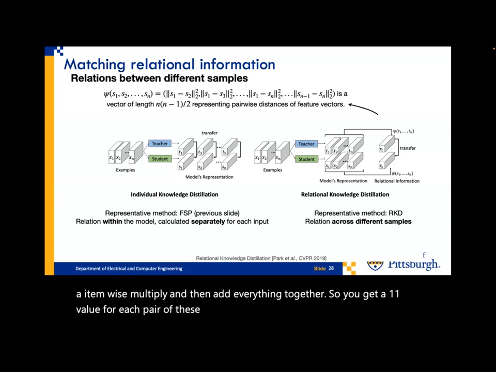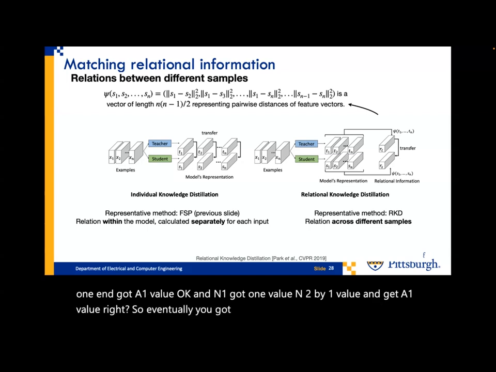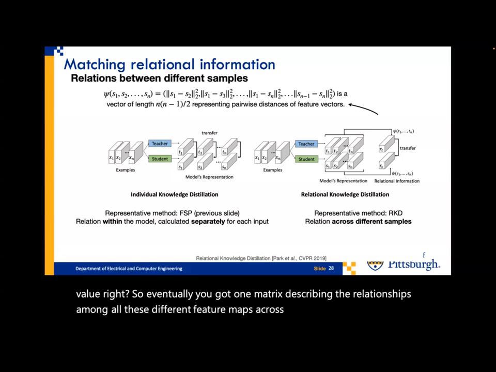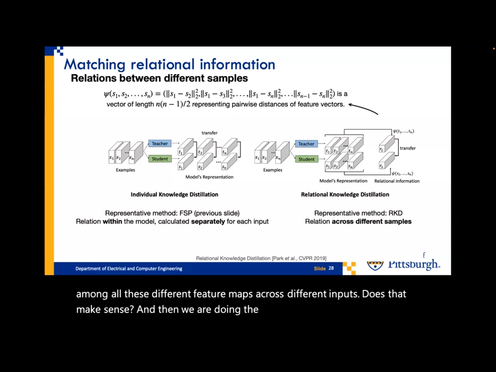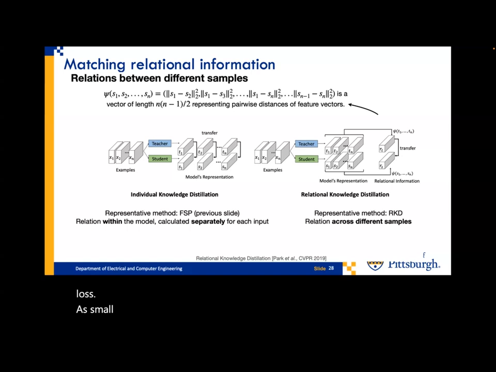Does that make sense? So 1, 2 gets one value, 1, 3 gets one value, and 1, n gets one value. And n1 gets one value, n2 gets one value, and n, n gets one value. So eventually you get one matrix describing the relationships among all these different feature maps across different inputs. Does that make sense? And then we do the similar for the student, and we get these two matrices, and I try to make their L2 loss as small as possible. So this basically teaches the student to extract the similarity information across different inputs.